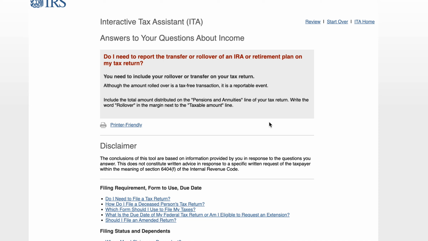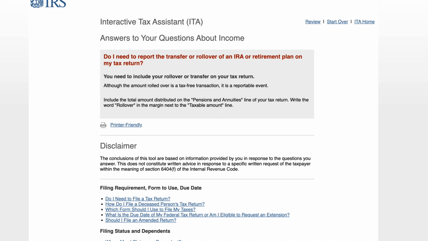So in this event, let's imagine that you rolled over $100,000 from your 401k to your IRA. It's giving you the instructions of exactly how you would do that. You would write $100,000 in that pensions and annuities line. You would write 0 next to the taxable amount with the word rollover in it, or your accountant would do that. So in this case, you do report it on your tax return, but it's tax-free, right?